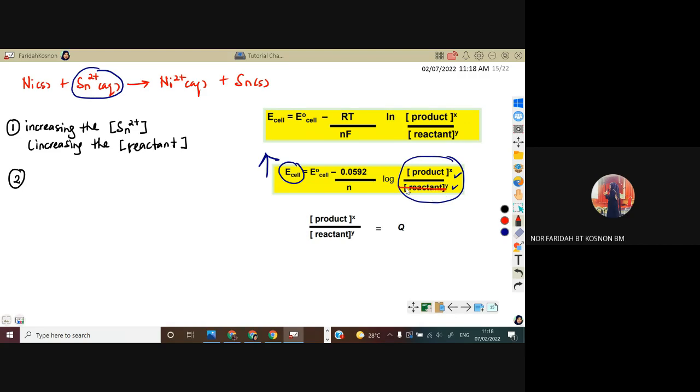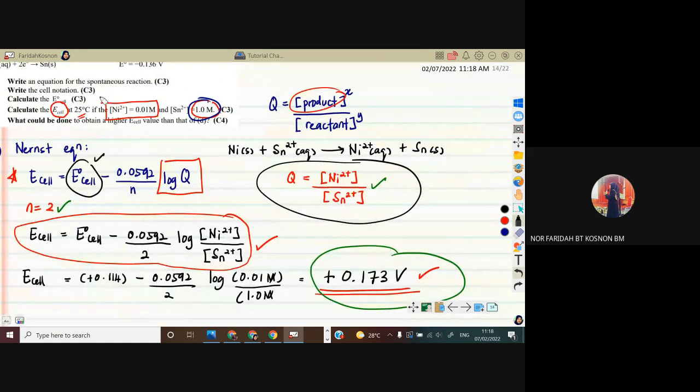Okay. And then, itu baru concentration of reactant. Maksudnya kat bawah ni saya dah settle. Okay, apa saya perlu buat dengan concentration of product? Okay, siapa produk yang kita nak cakap ni? Nickel ion. Okay, so actually we can increase the E cell by decreasing the concentration of nickel ion.